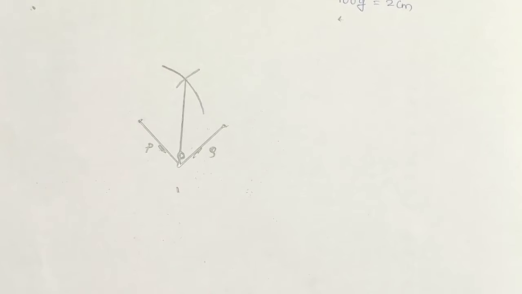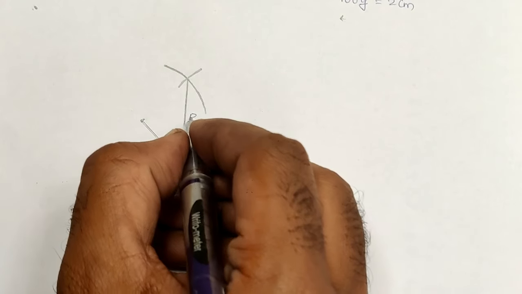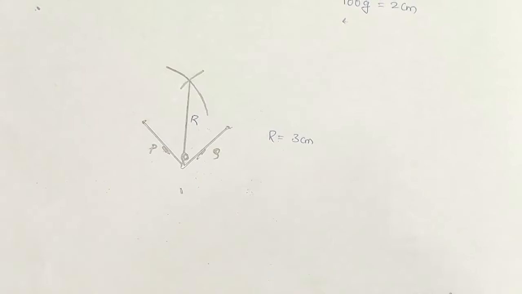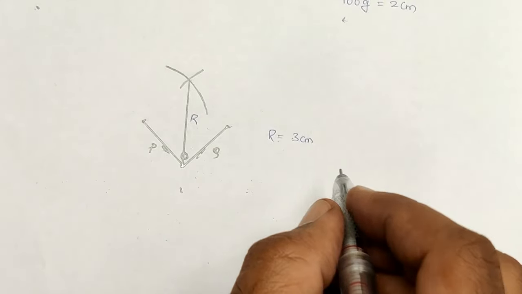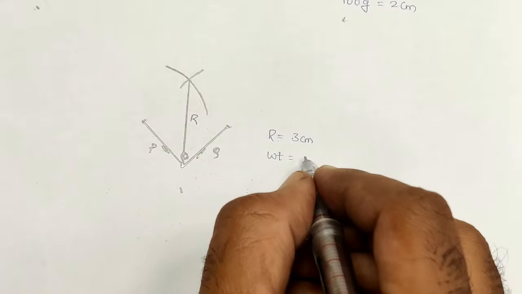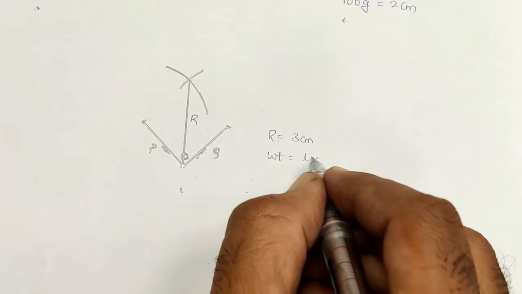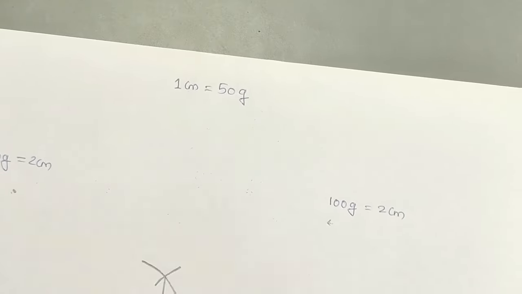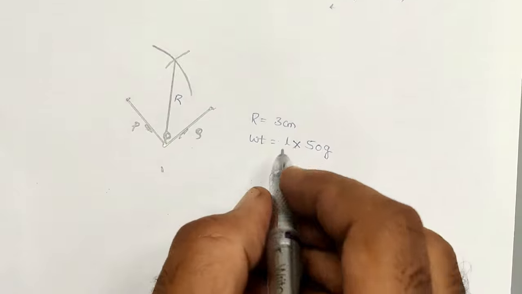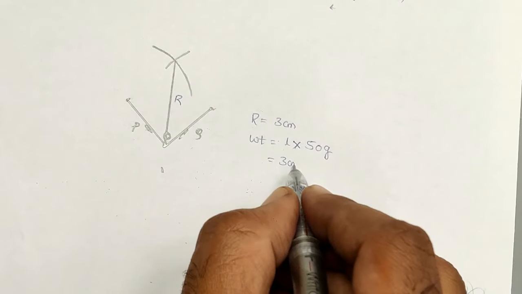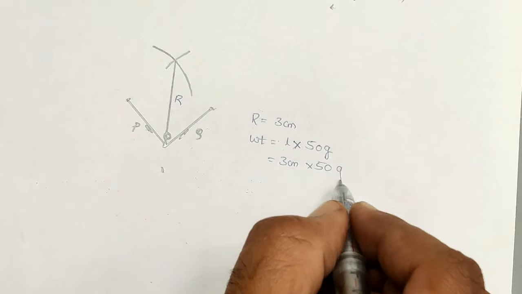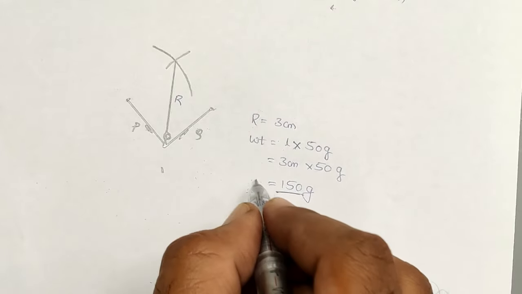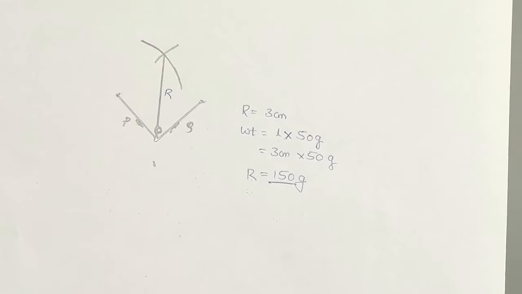So we got this, I will call it R, and R is equal to 3 centimeter. How much will be the weight of this R? Weight of this R will be equal to length into 50 grams. Why 50 grams? Because the scale is 1 centimeter is equal to 50 grams. So the length is 3 centimeter. So 3 centimeter into 50 grams will give you 150 grams, right? So this much is the unknown weight according to the first trial.